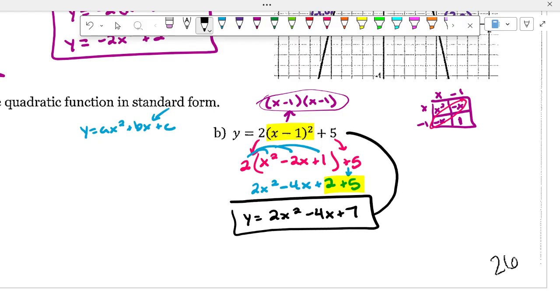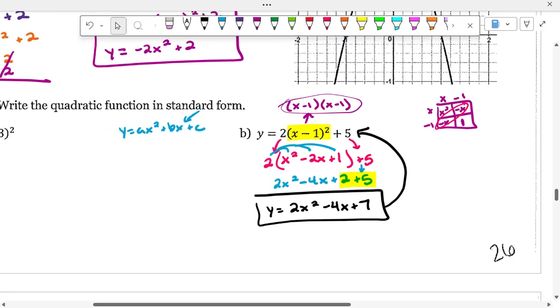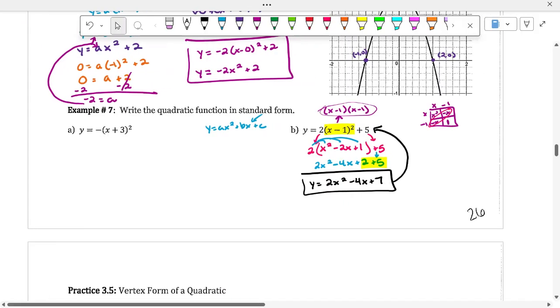This is the standard form of this. Those are equivalent functions. If you graph those two functions in Desmos, you get the exact same graph. All right, now I know that was quick, okay? We'll do more practice with this on Monday.